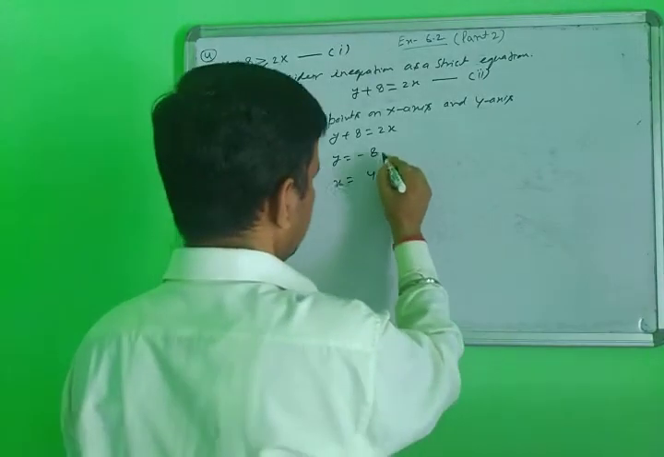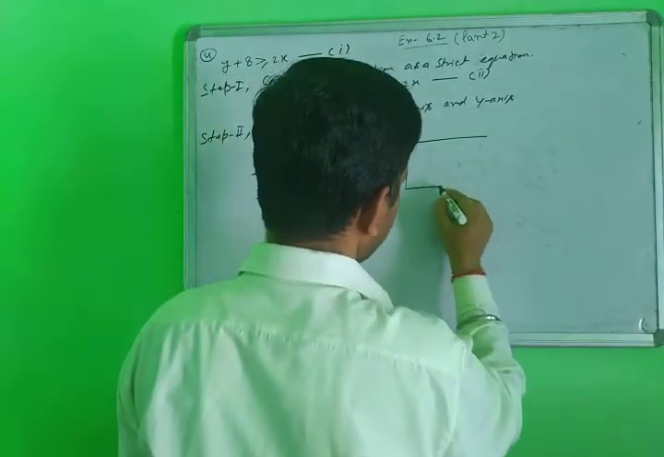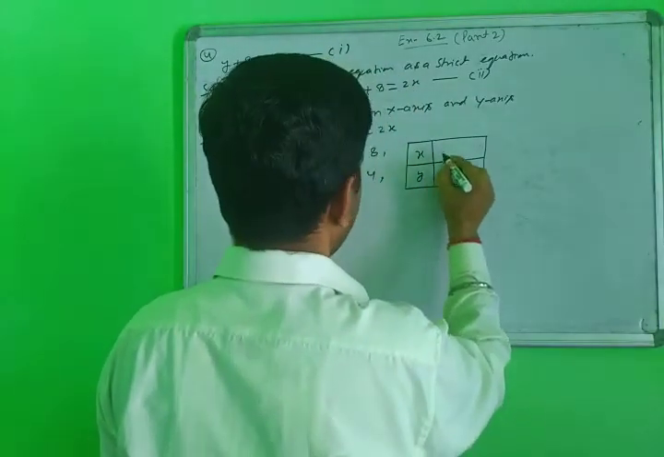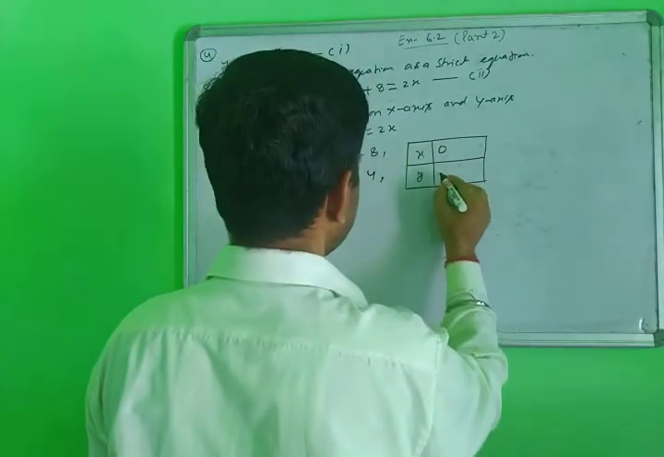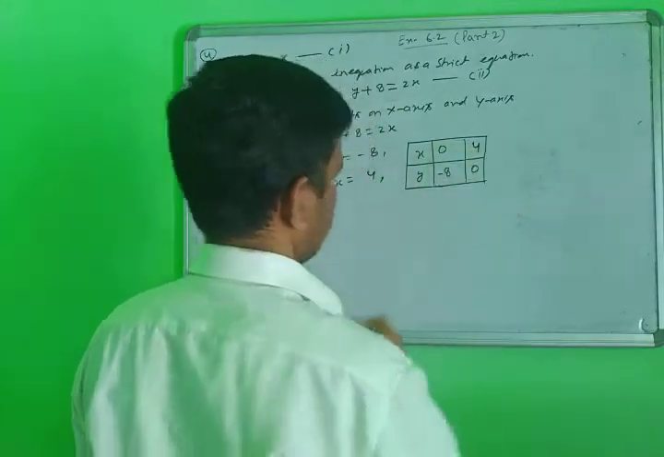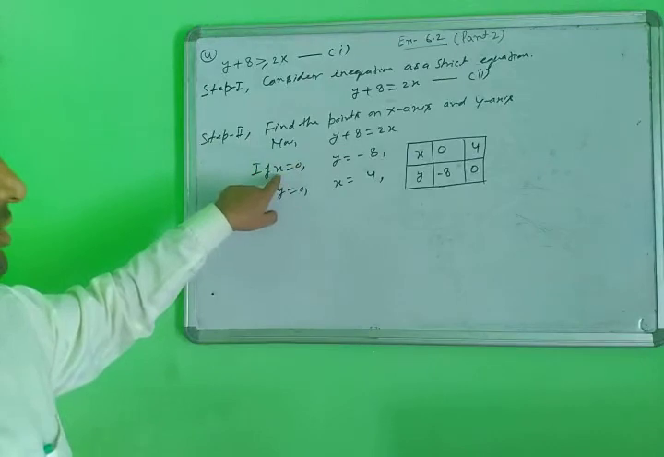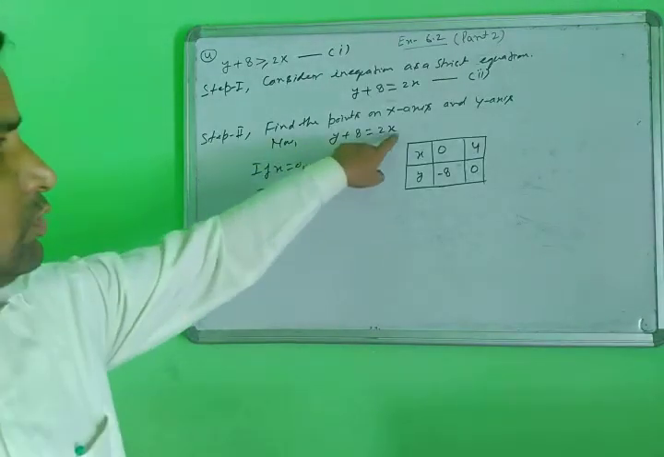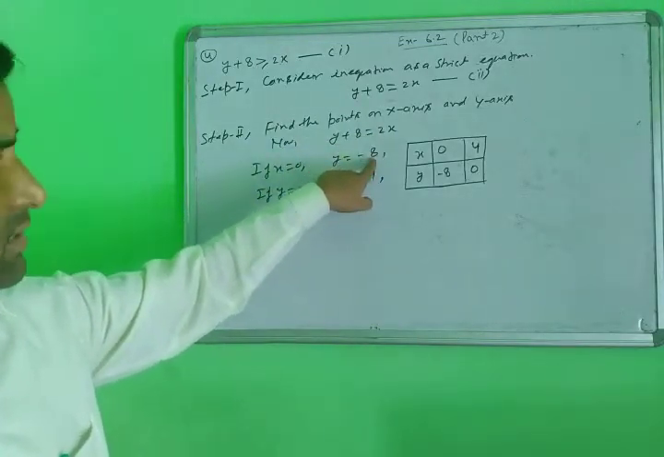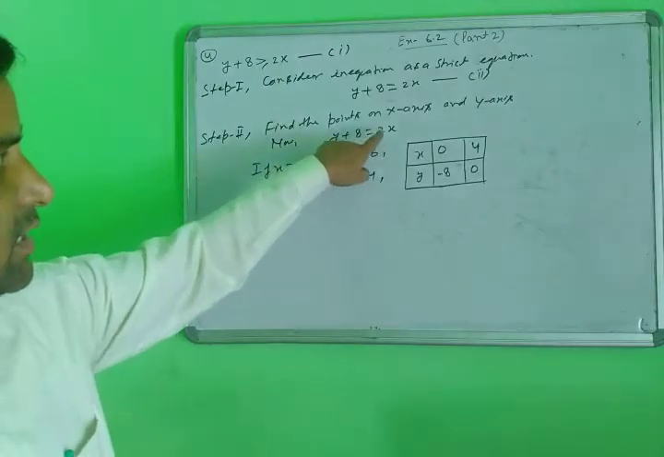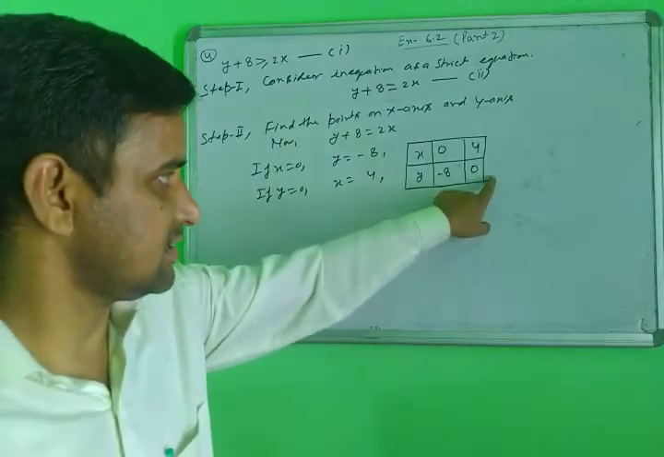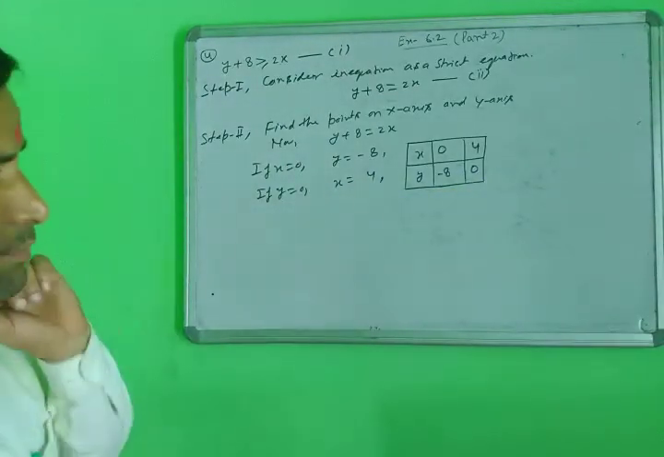Then you will convert it into table form, x and y. If x equal to 0, y equal to minus 8; when y equal to 0, x equal to 4. Very simple. Putting x equal to 0 here, this portion is completely 0, so y plus 8 equal to 0 means y equal to minus 8. When y equal to 0, then 2x equal to 8, x equal to 4. So you can find the points on the x axis and y axis. Very simple thing.